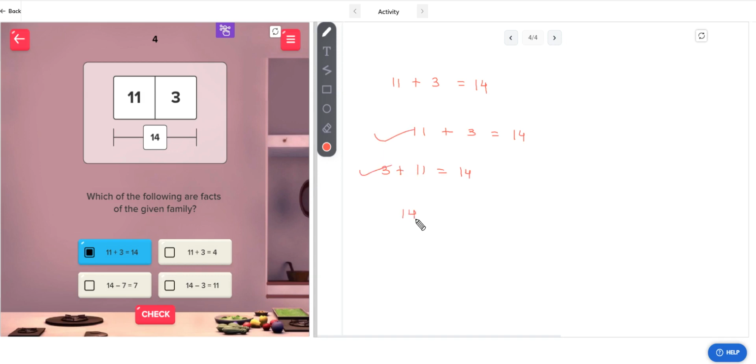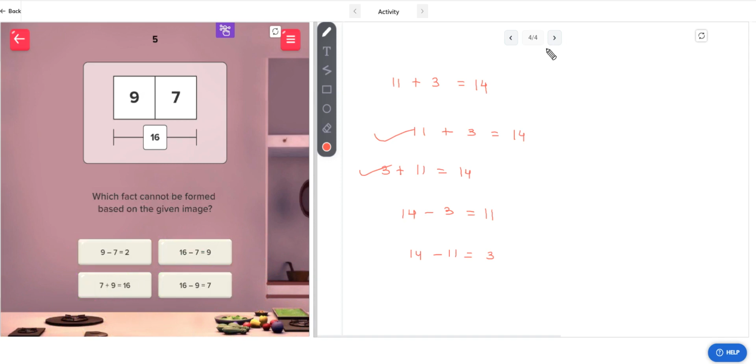Now let's make subtraction. 14 minus 3 is equal to 11. And 14 minus 11 is equal to 3. So which option? This option right here, right? That means the only two options that work are these two options, correct? Awesomely done, you guys. Let's move to the next one.